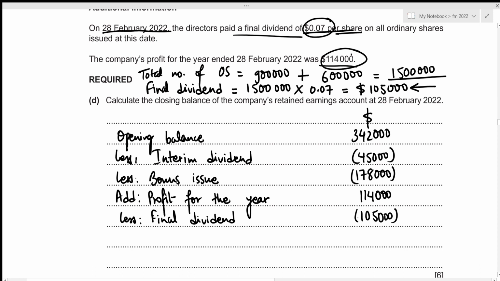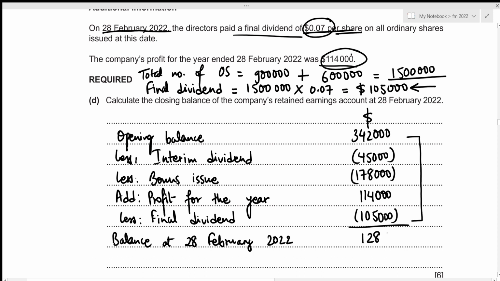Alright, this concludes all of the activities that took place within the retained earnings section. So now we can easily figure out the closing balance. So closing balance is essentially the balance at 28 February 2022. And this is going to be the sum of these five amounts. So that is 342,000 minus 45,000 minus 178,000 plus 114,000 minus 105,000, which results in our closing balance of the retained earnings to have the value of 128,000. Alright, this concludes the fourth part of this question.